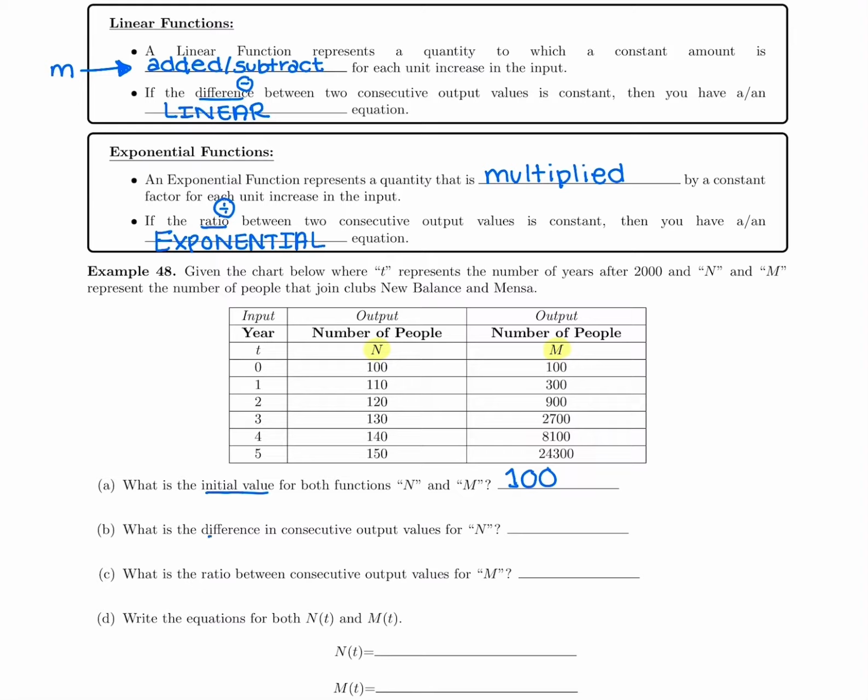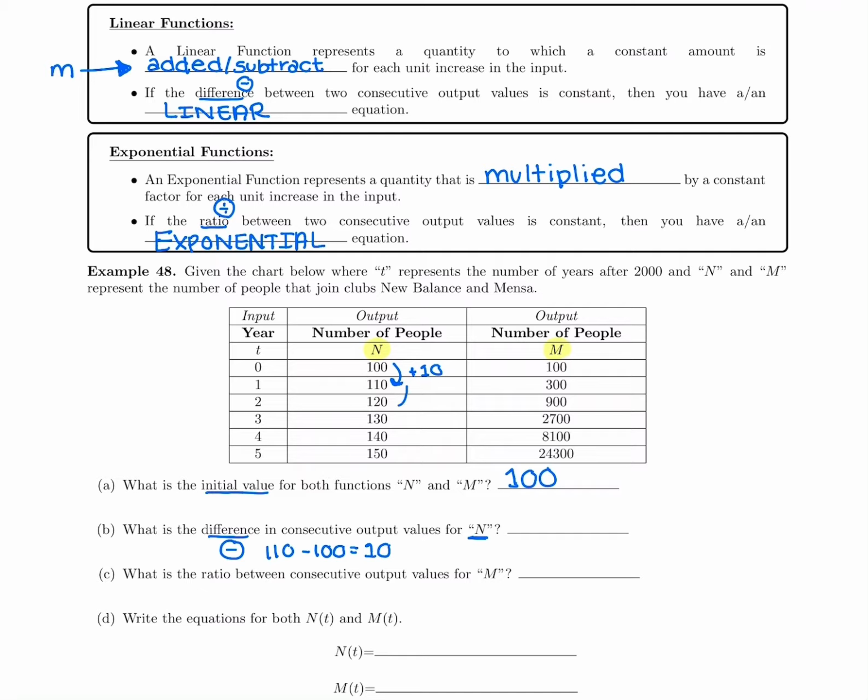And then it says, what's the difference? Difference means subtracting, right? In math, sum is addition, difference is subtraction, a product is multiplication, and ratio means you're dividing. So we're going to subtract output values for n. So we want to look at these output values and see what's happening. So I'm going to do 110 minus 100. See what that difference is. Between those two consecutive values, it's 10. So to get from 100 to 110, we had to add 10.